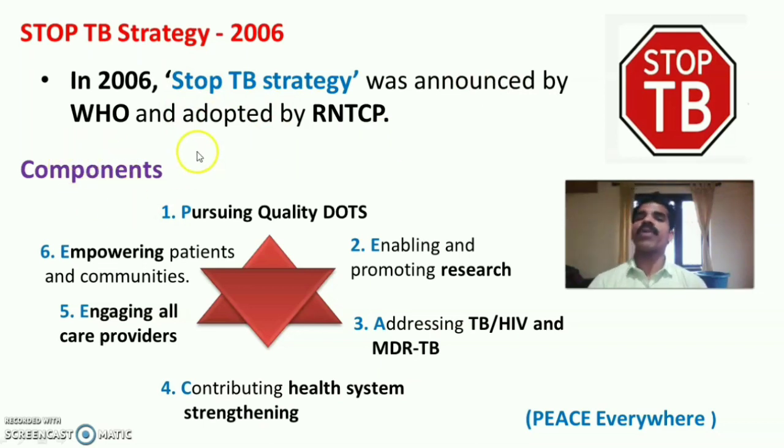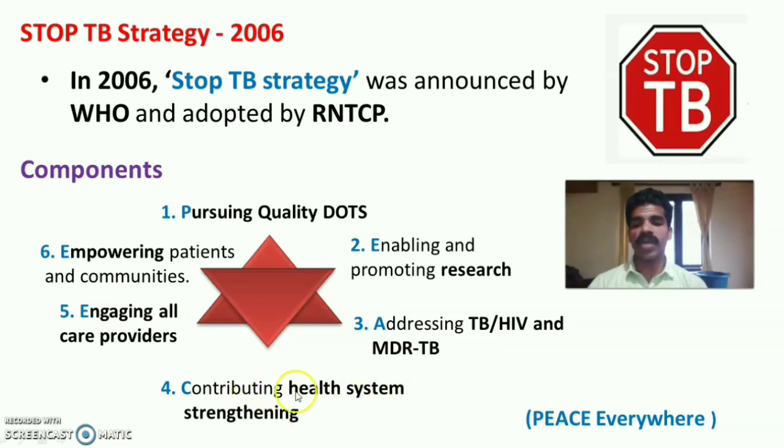There were 6 components under the Stop TB Strategy by WHO. I have made a small mnemonic here. It is PEACEE. The first P stands for pursuing quality DOTS. Pursuing means following or continuing quality DOTS. Then E stands for enabling, helping and promoting research in relation to RNTCP and the Stop TB Strategy program. Then A is addressing TB with co-infection with HIV and other MDR, multi-drug resistant TB cases. Then C stands for contributing to health system strengthening.